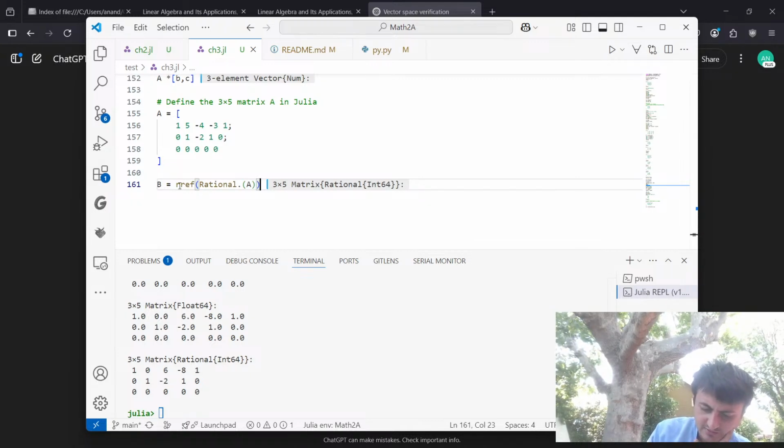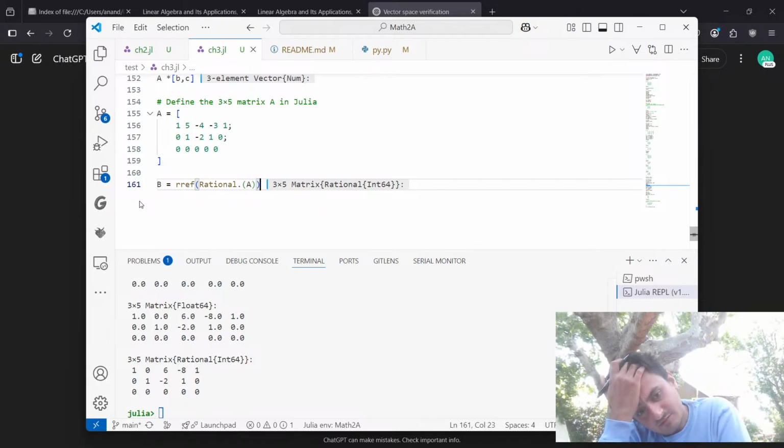x3, x4, and x5 are free. So we should be able to write this as x3 times minus 6, 2, 1. Wait, actually, hold on. I'm confused. Oh, wait, hold on.